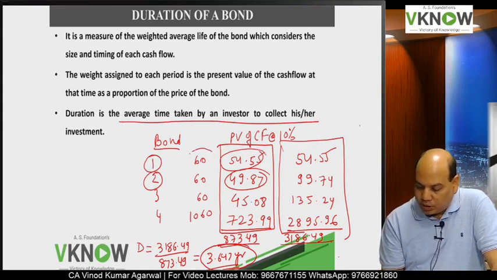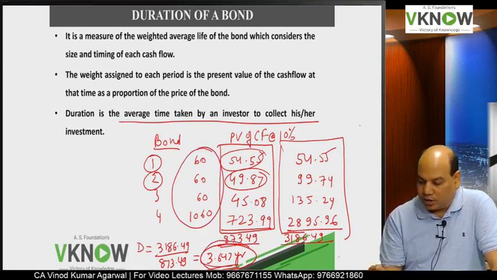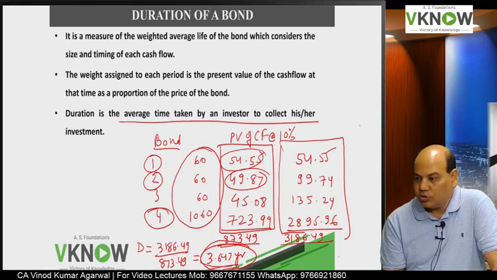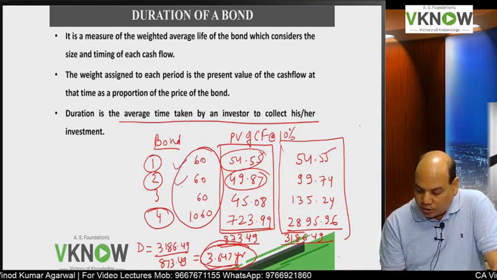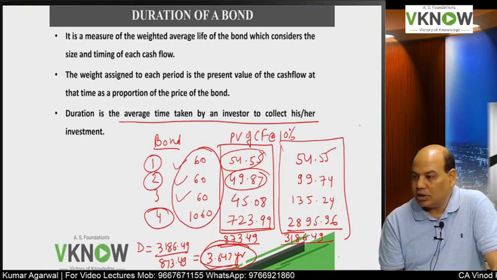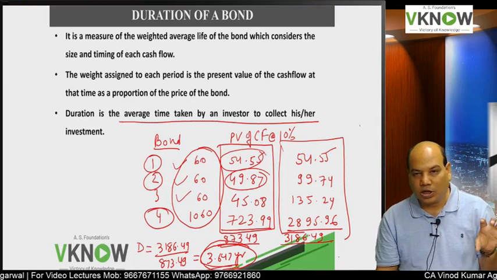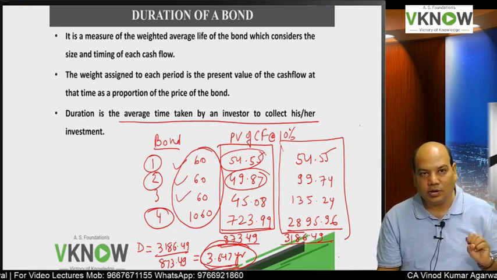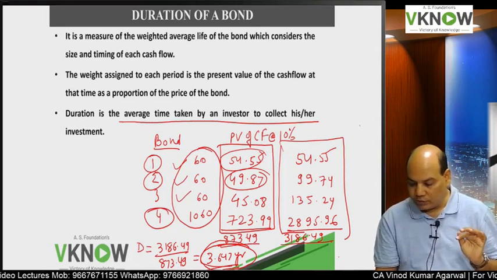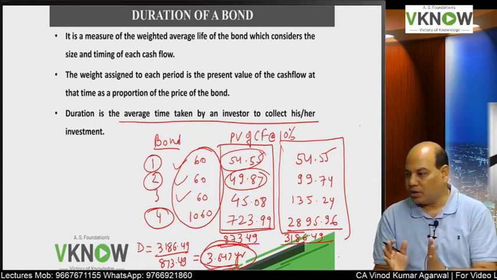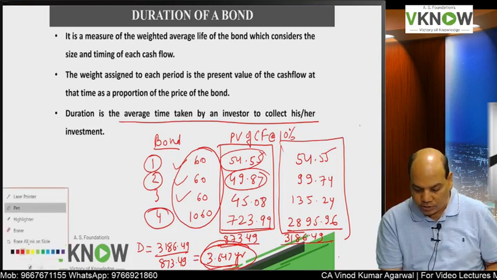For a coupon bond, it is always going to be less than the term to maturity. Why? Because some cash flows are recovered in the earlier years also. If you are able to recover some cash flow in the earlier years, the duration will be lower than the term to maturity. Is it right? You can present the answer in one more way. How you can present the answer in one more way?